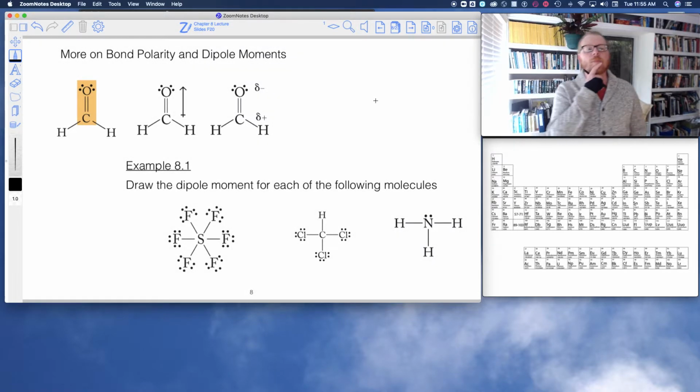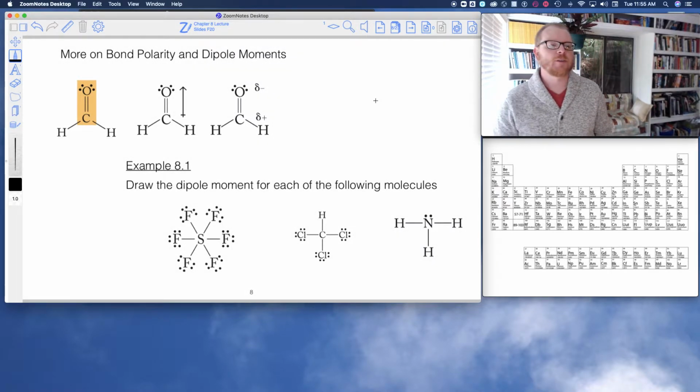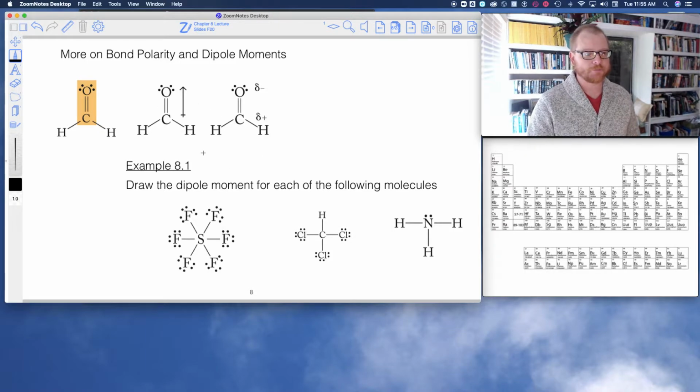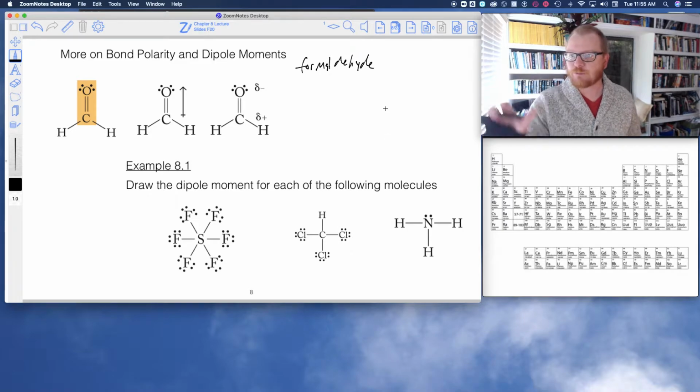Okay, so what about other molecules? For example, this one that I'm drawing right here is formaldehyde. Maybe some of you have heard of formaldehyde before, right? It's that embalming agent that you put in all those random, weird little biological things.